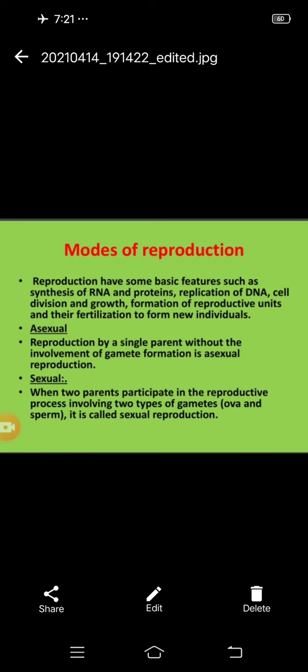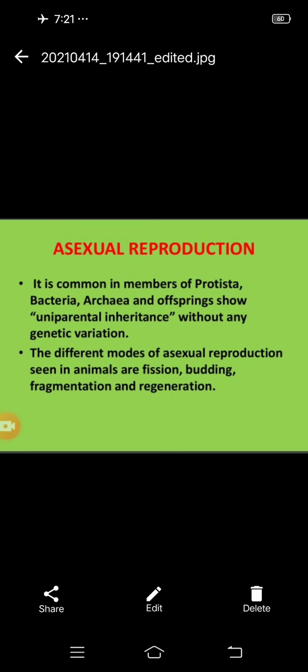Now, two kinds of reproduction. Asexual: reproduction by a single parent without the involvement of gamete formation is asexual reproduction. gamete எல்லாம் ஃபார்ம் ஆகாமல் ஒரு uniparental reproduction தான். Sexual: two parents participate in the reproductive process, with two types of gametes, ova and sperm. It is called sexual reproduction. First we are going to see about asexual reproduction.